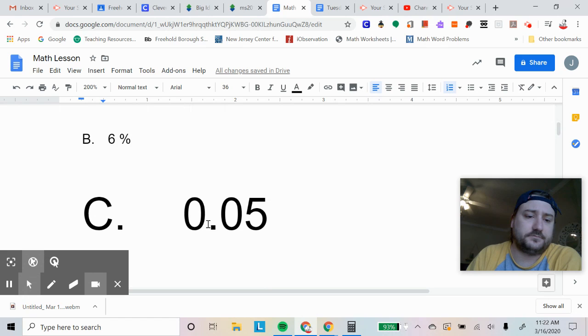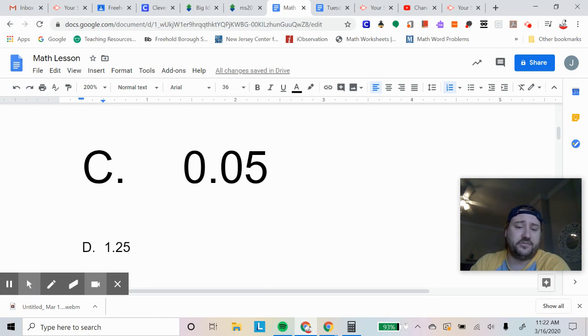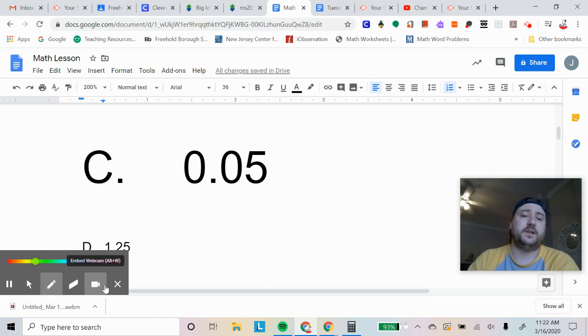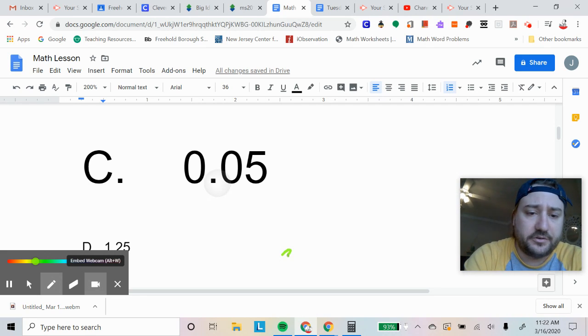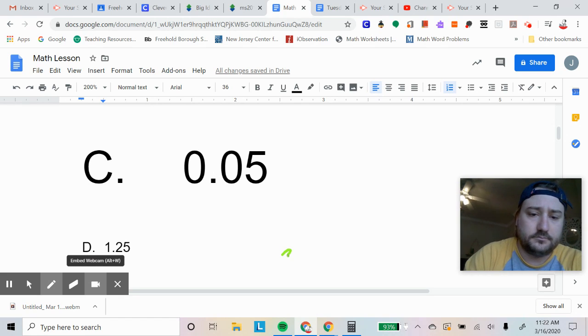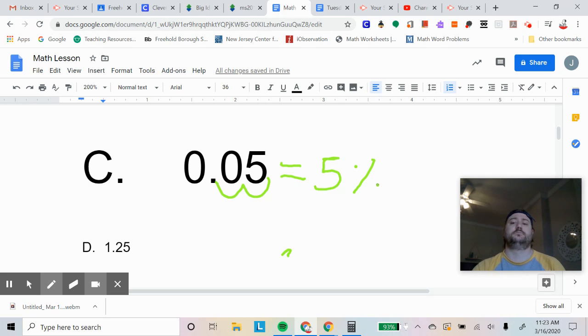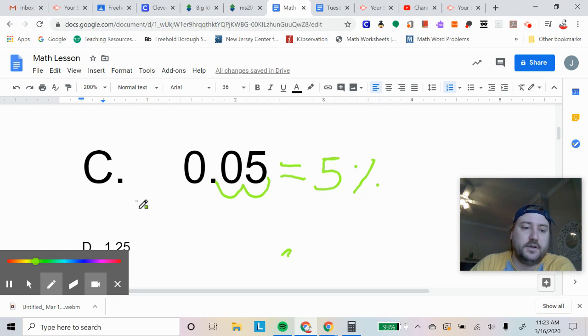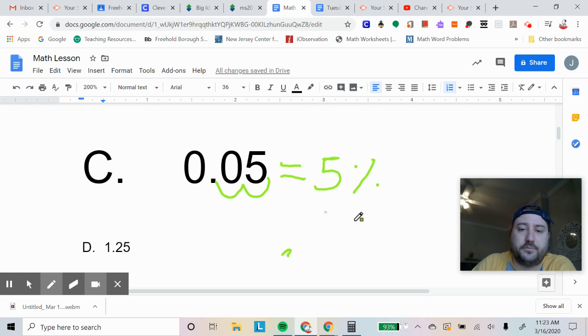What about a decimal to a percent? Well, same process, but now we're going in the opposite direction. So I'm going to take my pointer and move it to the right, and that gets me 5%. Pretty straightforward, right? So again, you take the decimal and move it to the right for decimal to percent, and that gets you your percent. So we'll erase this.